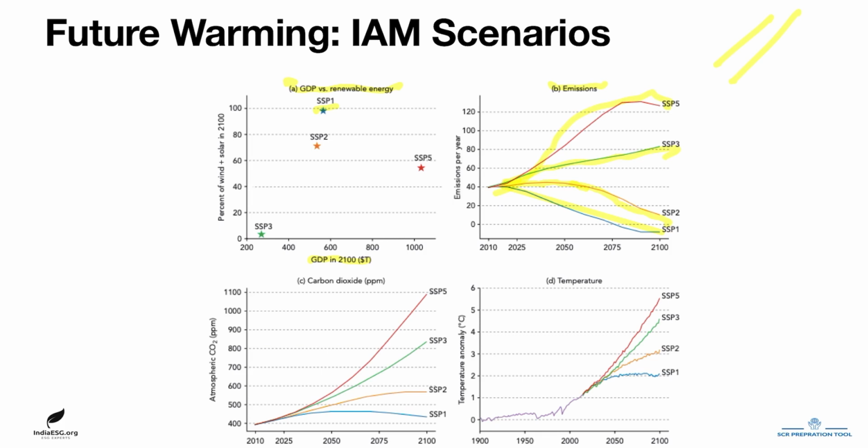In terms of carbon dioxide, in SSP1, the carbon dioxide level peaks around 2050 and then it decreases. In SSP5, it continuously increases. And in terms of temperature increase, in SSP1 it is aligned to the Paris Agreement, so roughly the temperature increases around 2 degrees Celsius. In SSP2 to SSP5, the temperature is increasing.